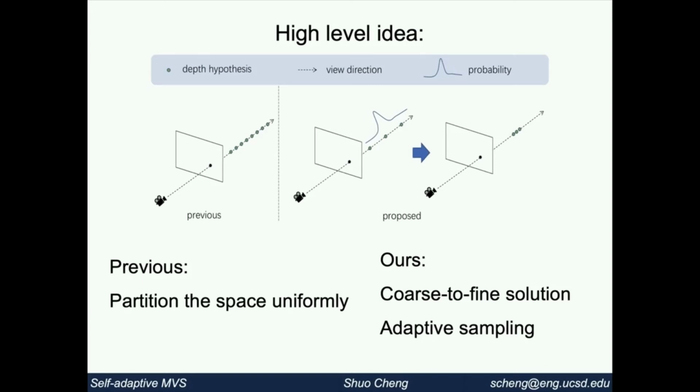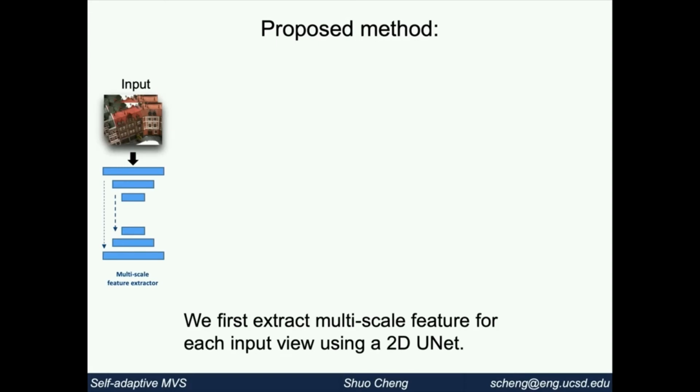So, more specifically, given the prediction from the previous stage, we can estimate the confidence interval, and for the next stage, we only sample the depth hypotheses inside the confidence range. This allows us to reduce the sampling space and to improve the computational efficiency. So here I will introduce the details of our proposed method.